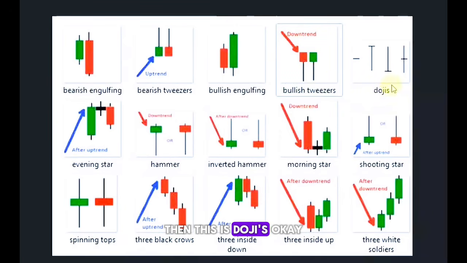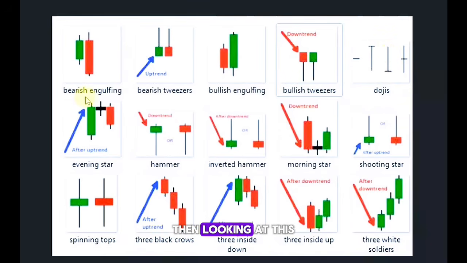And this is dojis. Dojis have different meanings. We are going to talk more about it, but mostly it shows indecision in the market. In this particular form, it shows that the sellers are becoming very weak, and if it shows in this form, it shows that the buyers are becoming very weak.